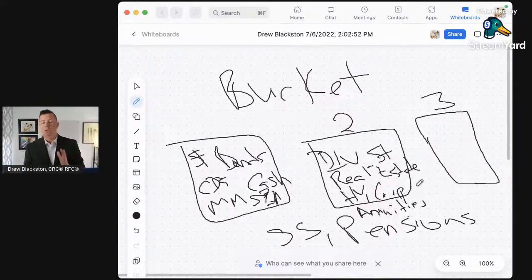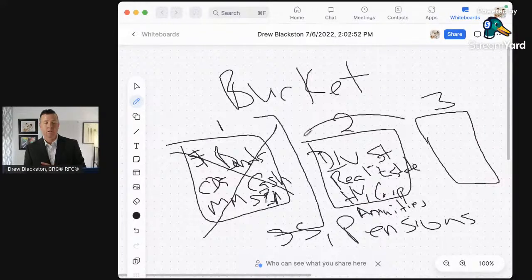Again, what I'm trying to show you with the bucket approach is just saying, okay, which bucket am I going to use, or what investments are going to go into my bucket for retirement income, and how am I going to use these? So in this case, with the investments that we got right now, we'd be using these investments for income.